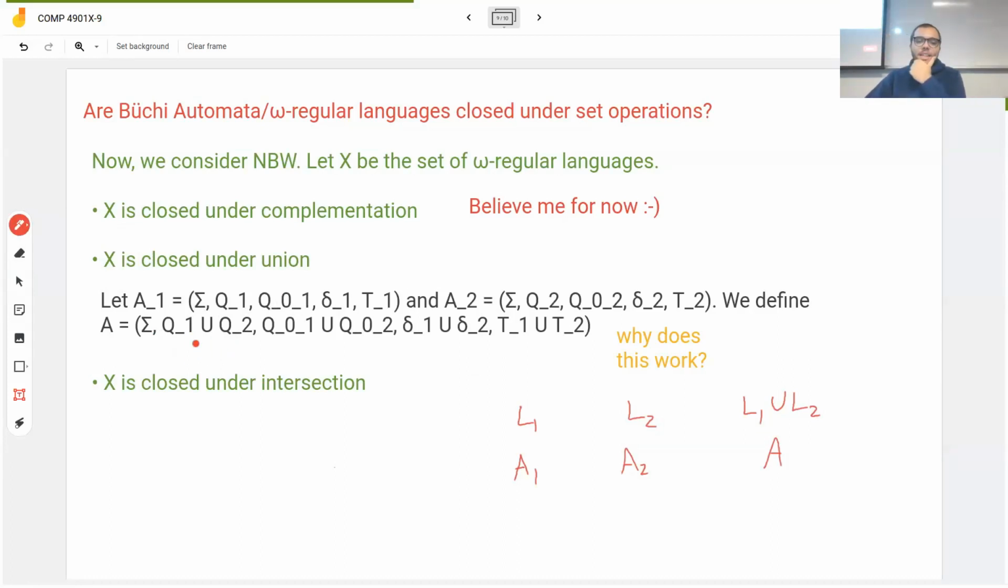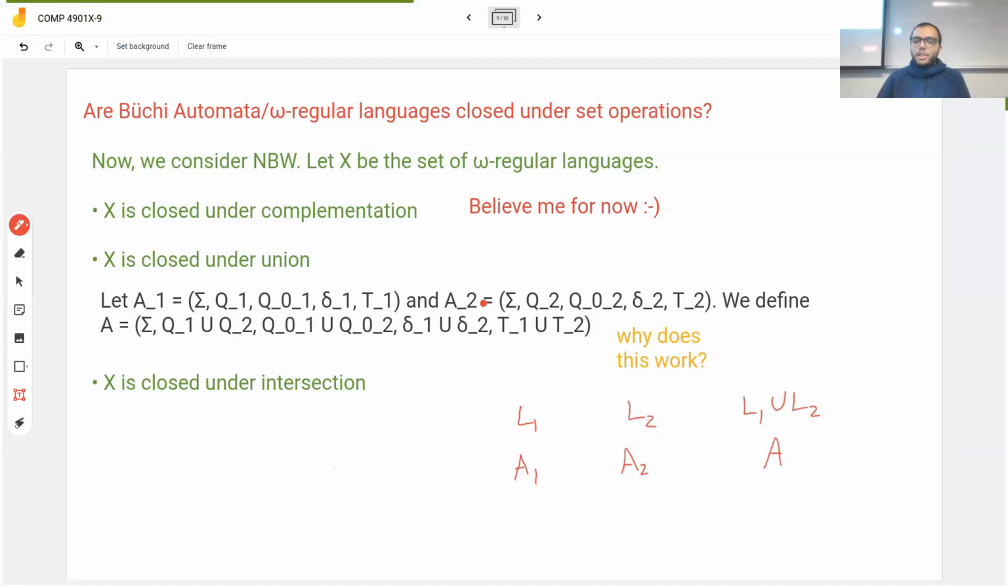Okay. So I just take a copy of each of these automata. And then for my starting point, I say you can start in automaton number 1 or you can start in automaton number 2. It's a non-deterministic choice. Right? And everything else is the same, like the accepting states and the transitions, everything remains the same.